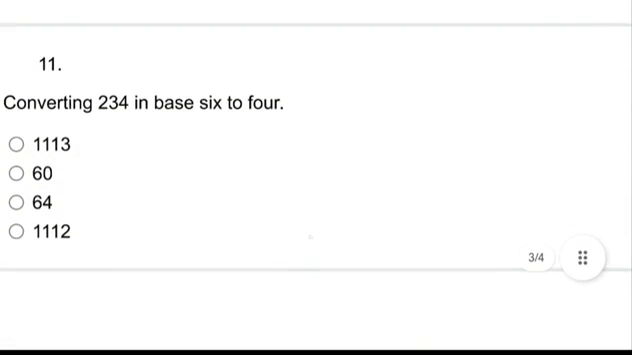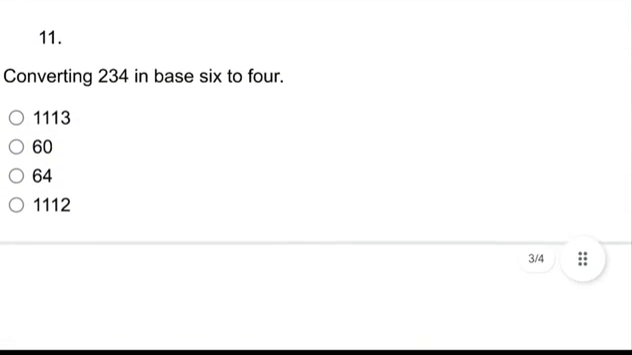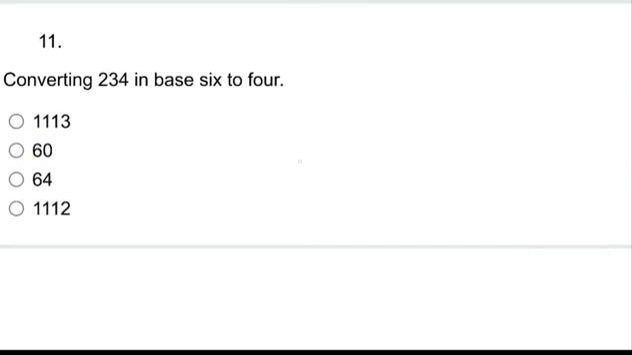Next one, convert 234 in base 6 to base 4. Now this is conversion of numbers other than base 10. So the first thing you're going to do is to convert this number to base 10 before you convert it to base 4. So that means we have 2, 3, 4 in base 6. We want to convert it to base 10. That is 0, 1, 2.